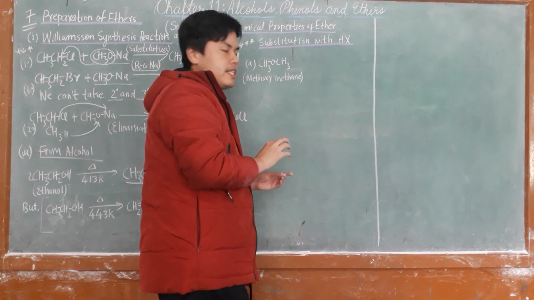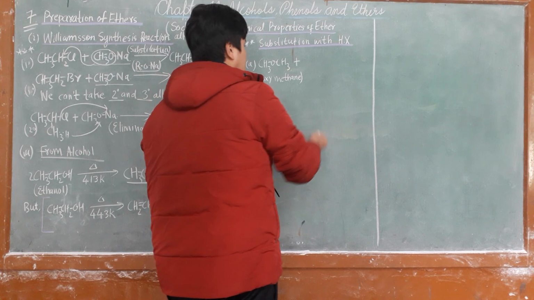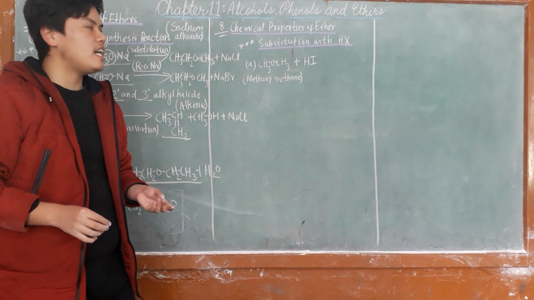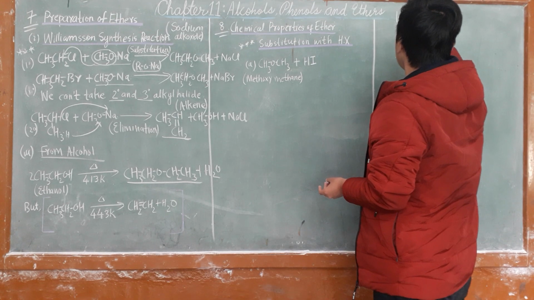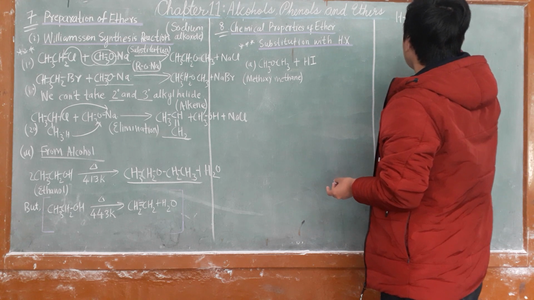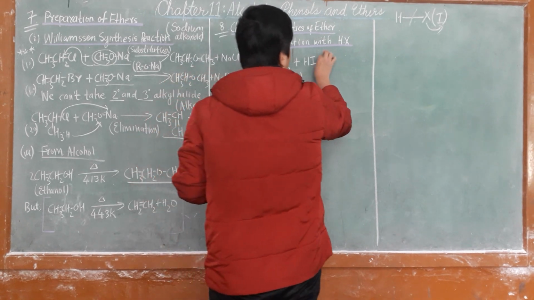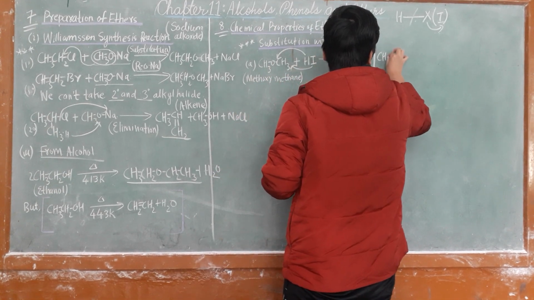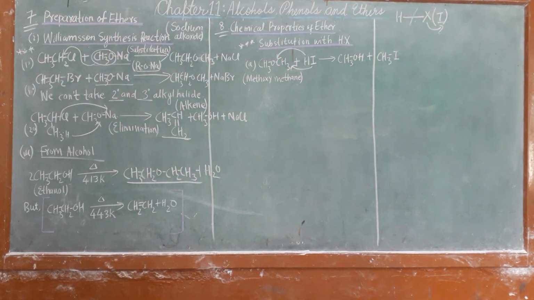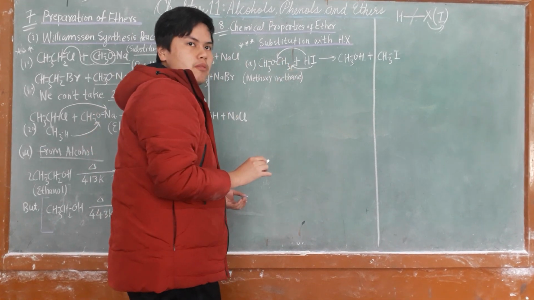Now, you have to react methoxymethane with HX. X can be either chlorine, bromine, iodine, or fluorine. Let us write HI, because the HI reaction is the most efficient, as the H–I bond length is longer, so the reaction can take place quickly. What you get is CH3OH plus CH3I. So you will get a haloalkane with an alcohol, because both sides consist of the same number of carbon.